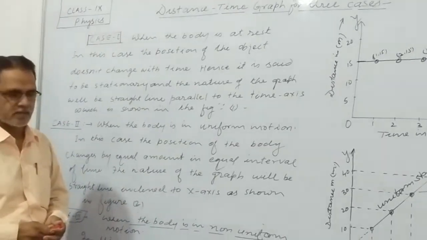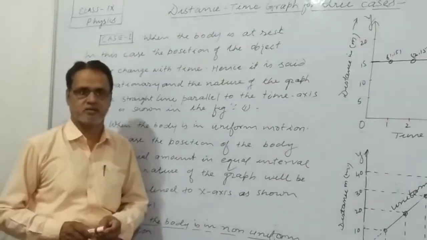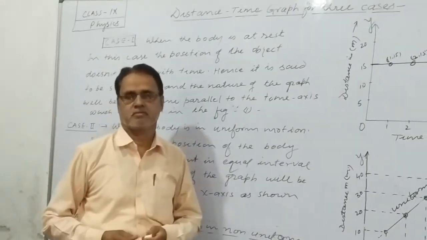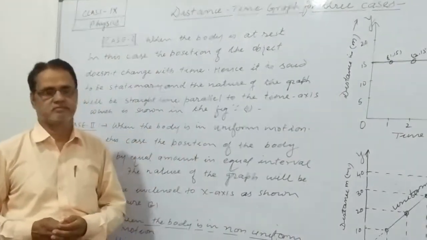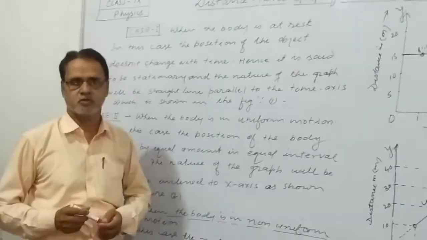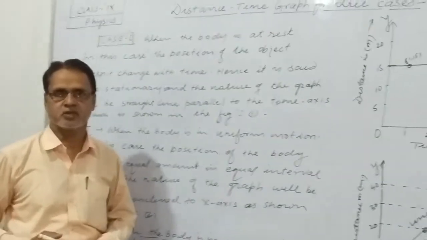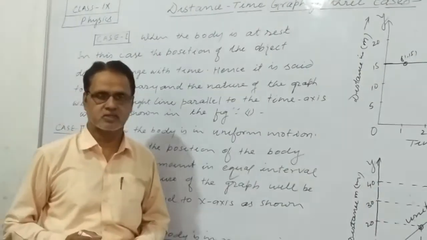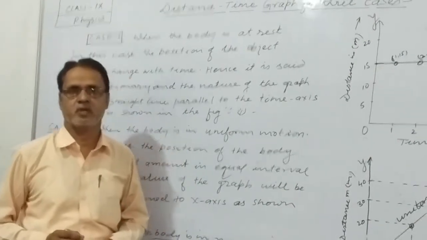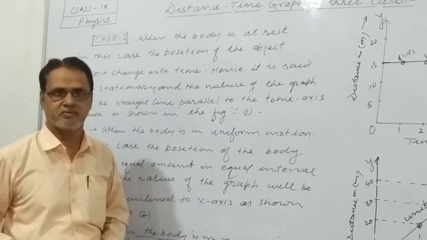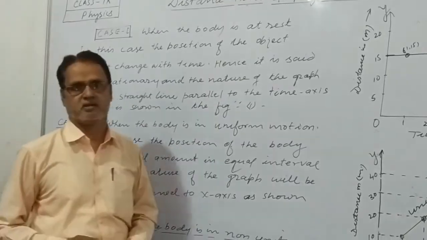In the previous class, I described and explained the equations of motion graphically. There are three equations of motion: v is equal to u plus at, s is equal to ut plus half at square, and v square is equal to u square plus 2as. All these equations of motion have been derived by graphical method.